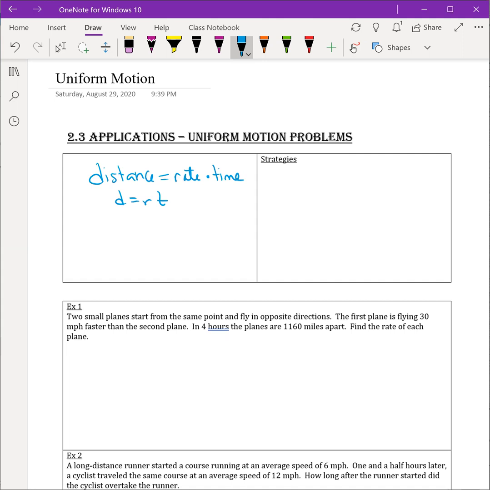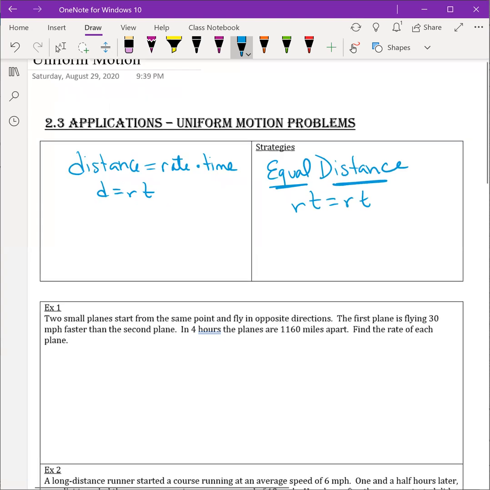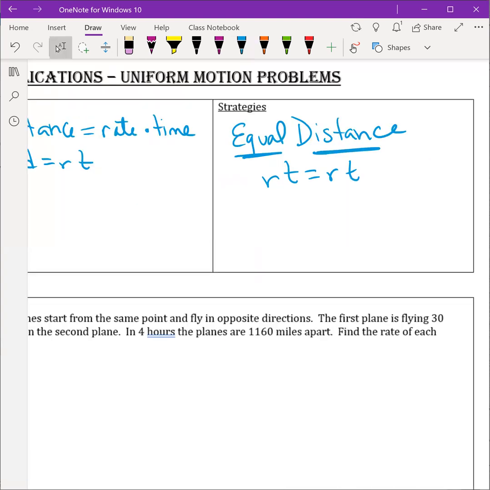There's going to be two types of problem. One is going to be talking about equal distance. So two things going the same distance. To figure out and solve those problems, we would do RT equals RT. And then the other one is they might tell us how far apart they are. So the distance apart is the other setup. If we're given two items and how far apart they are, then we're going to do RT plus RT equals total distance.